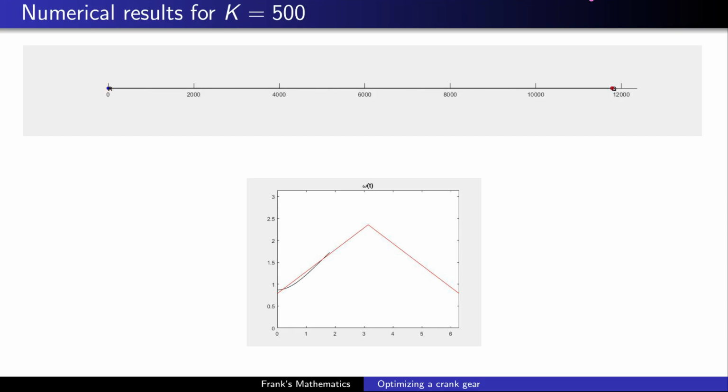This is a valid solution of our optimization problem, but in the modeling process, we missed that the length of our crank gear could go to infinity. We have bounded it from below, but not from above.